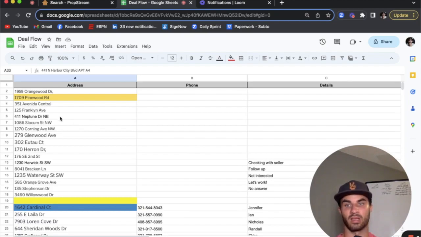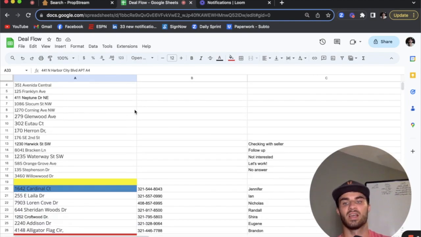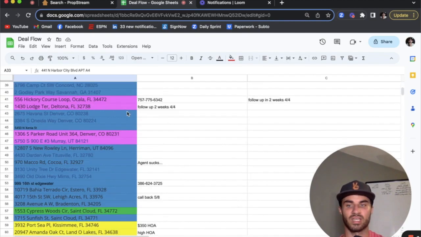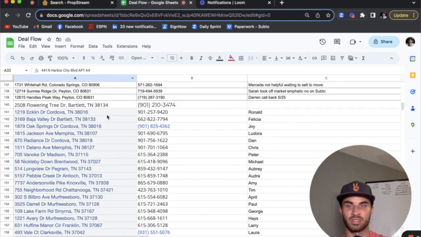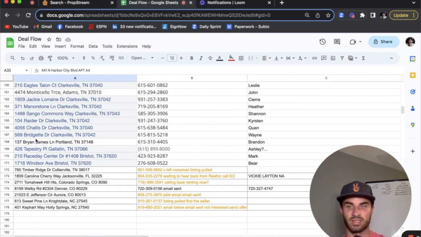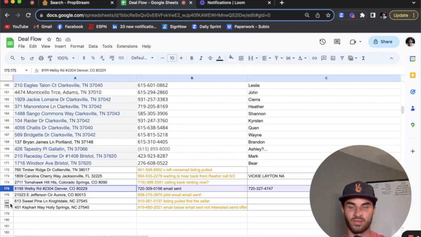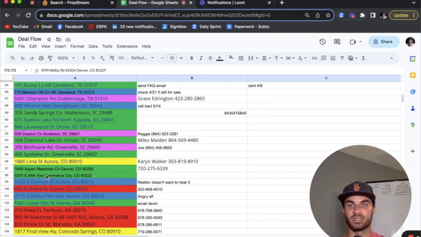That's all it was. And the crazy thing about this is that as disorganized as this looks, as confusing as it is, if I scroll down and keep scrolling through all these properties, all these notes, all these phone calls, and I get down here to the bottom, row 175 right there, that's actually the first real estate deal that I ever closed. And you can see it right here, 8199 Welby Road, unit 2304 in Denver, Colorado. So I bought that house, and there's a whole story with it, and I'm going to do a whiteboard breakdown of the entire deal. But there it is right there. So you can see I'm not making this up.